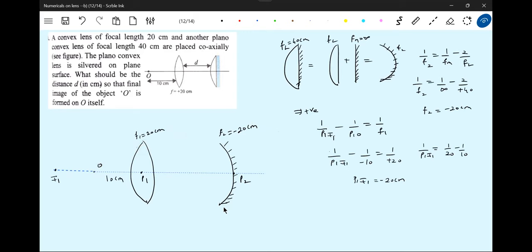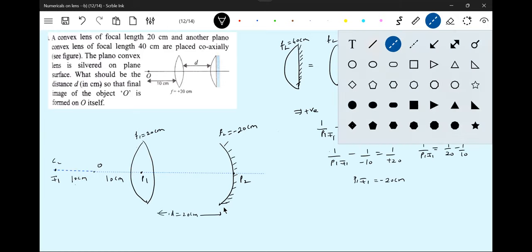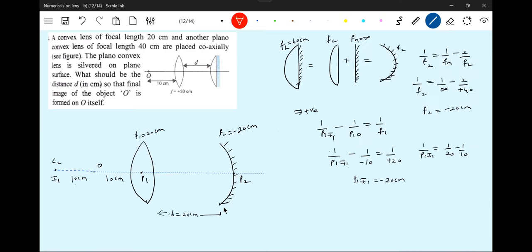Now, how they should fall. If they fall normally on a concave mirror, they'll retrace the path, no? So we know this distance is also 10 centimeters. So therefore this has to be 20 centimeters. If this becomes the center of curvature, the rays will retrace the path here. I'll explain it through the ray diagram. So the rays are incident. Now they will bend.